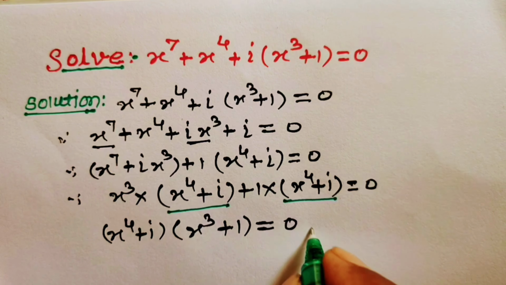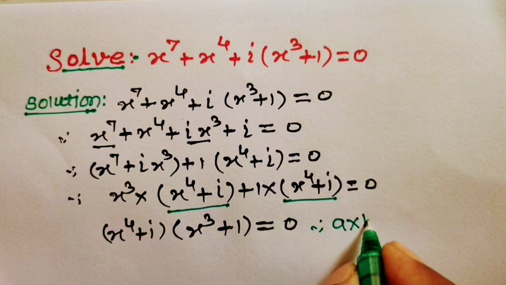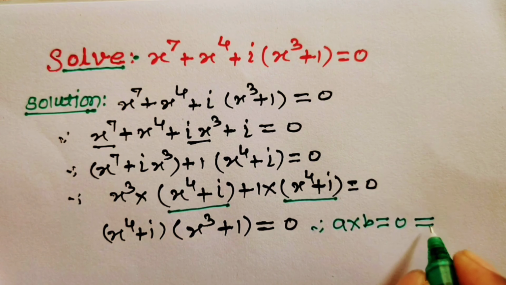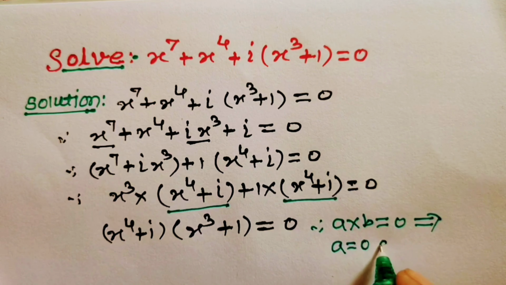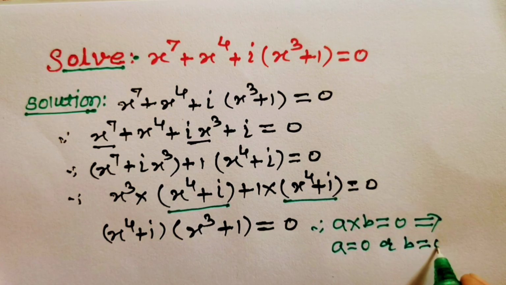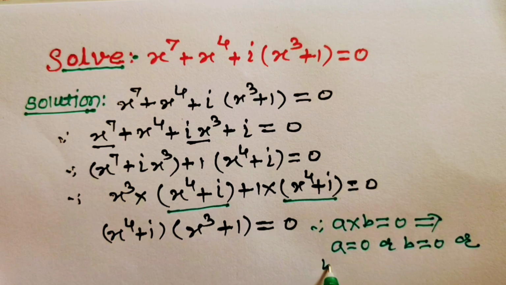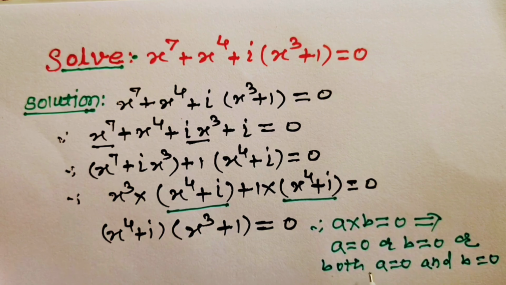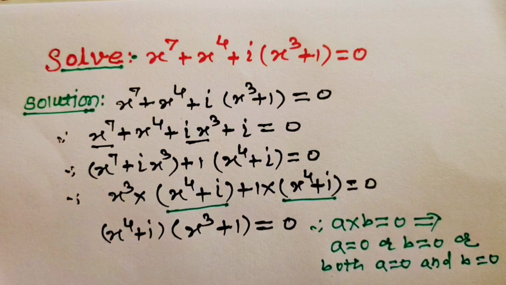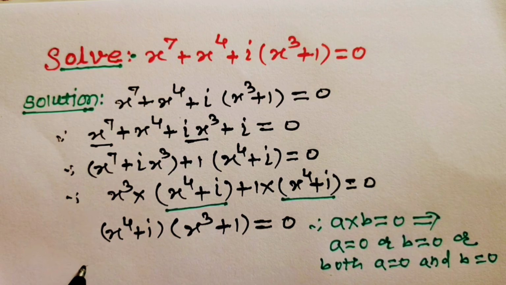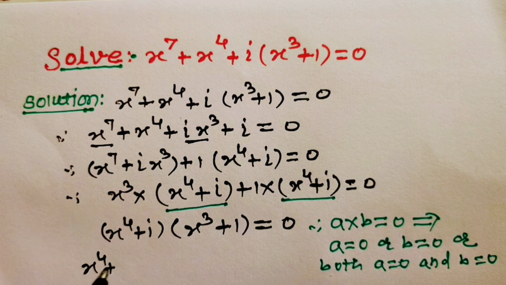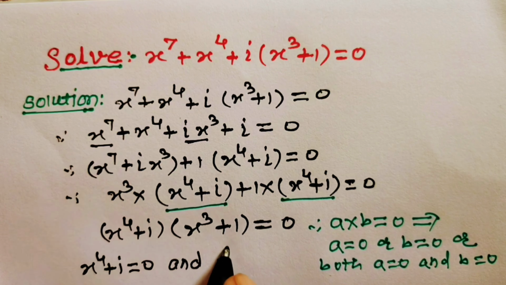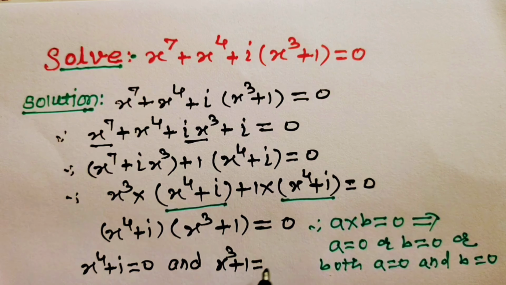Now we know a into b is equal to 0. This implies a is equal to 0 or b is equal to 0, or both a is equal to 0 and b is equal to 0. We have to take this in consideration. Hence using this we can write x to the power 4 plus i is equal to 0 and x cube plus 1 is equal to 0.